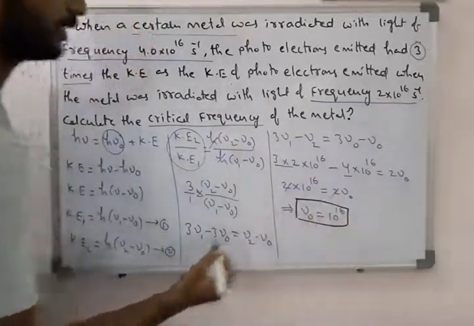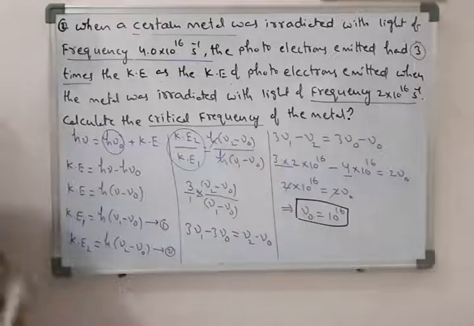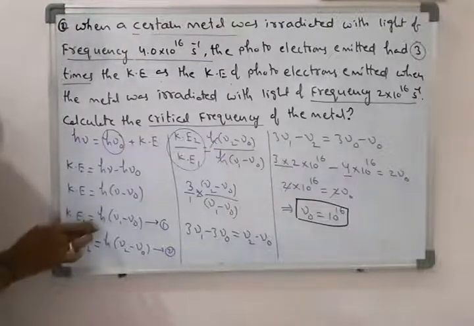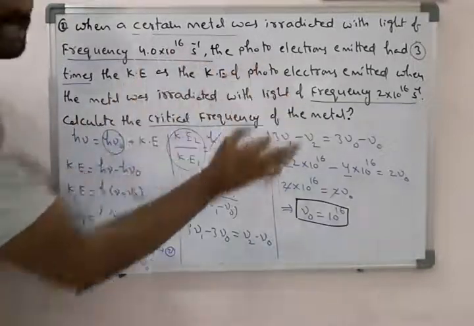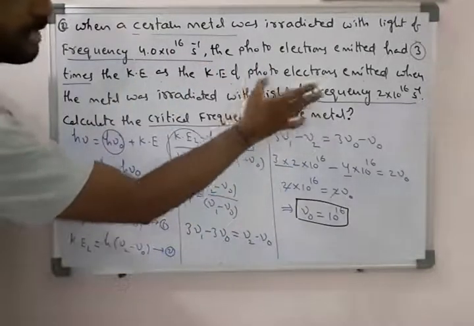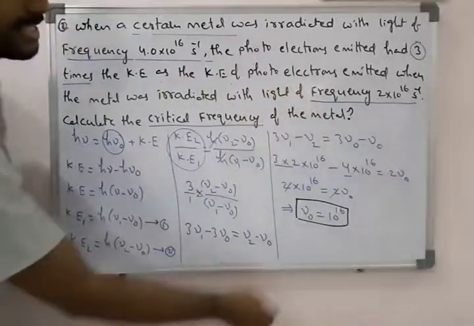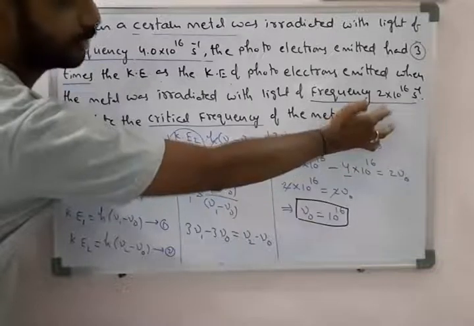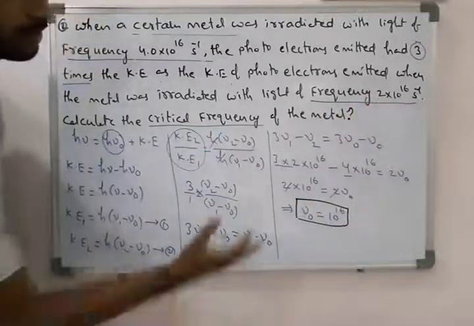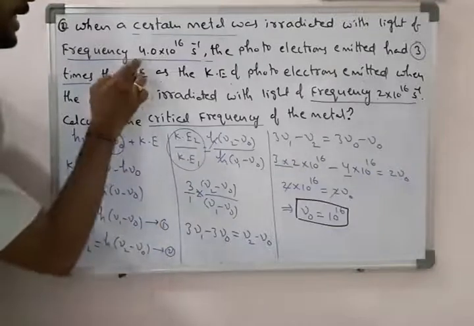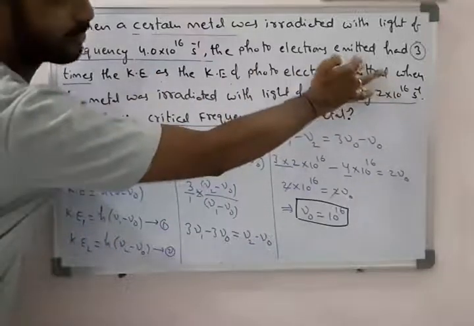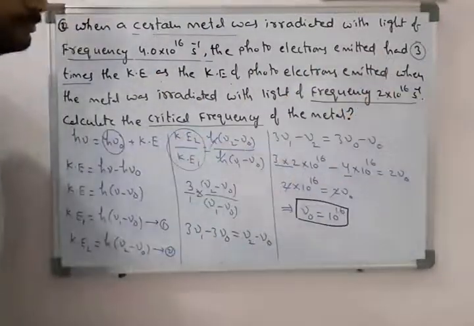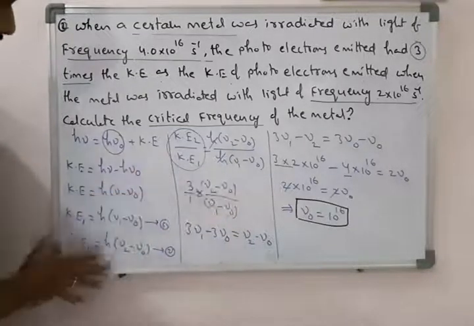The important thing in this formula is that the kinetic energy of electrons is compared here using the same metal. The kinetic energy of electrons in two experiments is different because in the two times they use different types of radiation. In the first experiment, they used light of frequency 2 into 10 power 16 second inverse, and the second time 4 into 10 power 16 second inverse. The comparison is that the second time is 3 times greater than the first one.